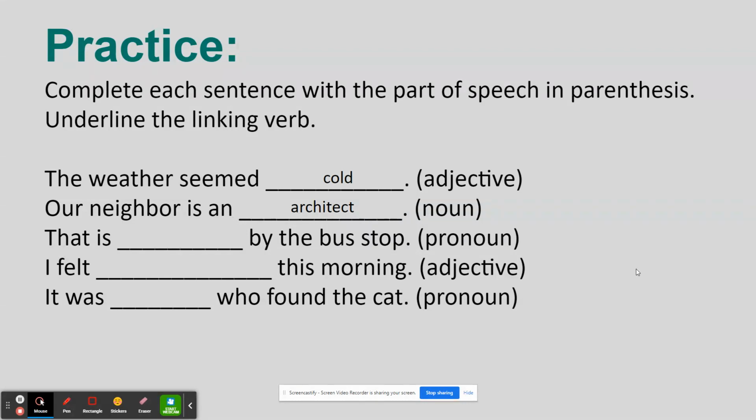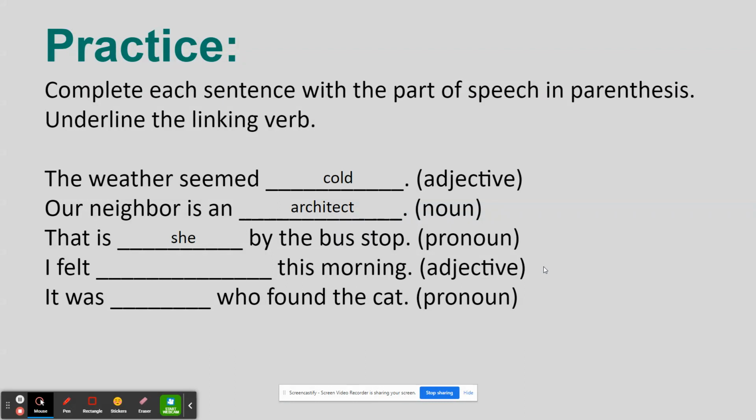The next one needs to be a pronoun. So that is blank by the bus stop. So pronouns. How about that is she by the bus stop? And notice in this case it needs to be a subject pronoun because it's being a subject complement. When we have our linking verb, it has to be a subject pronoun.